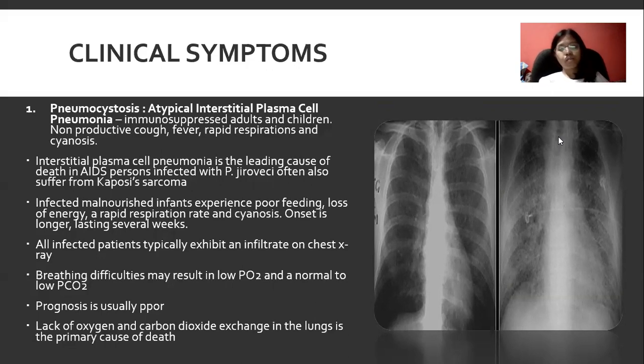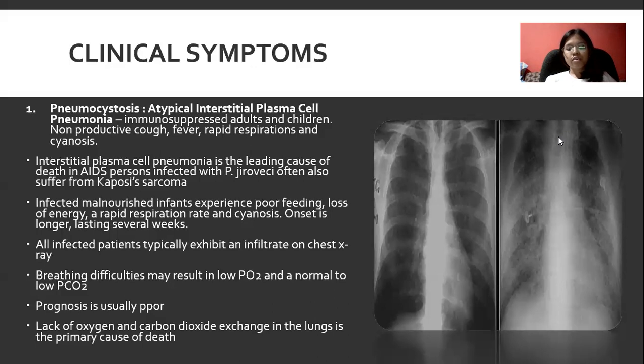So, kung nakikita niyo po yung picture, it's a picture of X-ray of lungs. So, the first one, the left X-ray is a normal chest X-ray, while the other one is the one with the pneumocystis infection. So, infected, malnourished infants experience poor feeding, loss of energy, rapid respiration rate, and cyanosis. Onset is longer, lasting several weeks. So, all infected patients typically exhibit an infiltrate on chest X-ray. Breathing difficulties may show low PO2 and a normal to low PCO2.